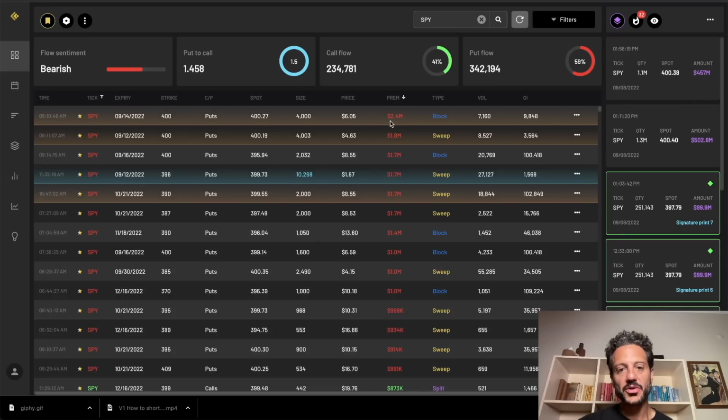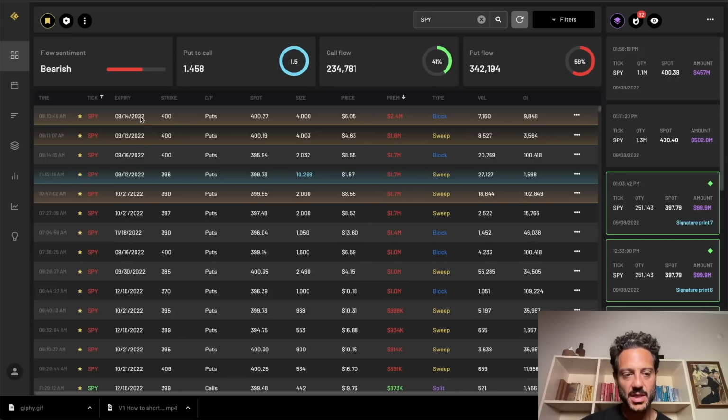But you will see here that most of the big block orders today, the blocks and the sweeps, were all taken up by puts. And we have almost a 60-40 bearish to bullish sentiment on the SPY. And if you take a look at these orders, this is just huge. We're talking about almost $20 million in bearish plays open just today.